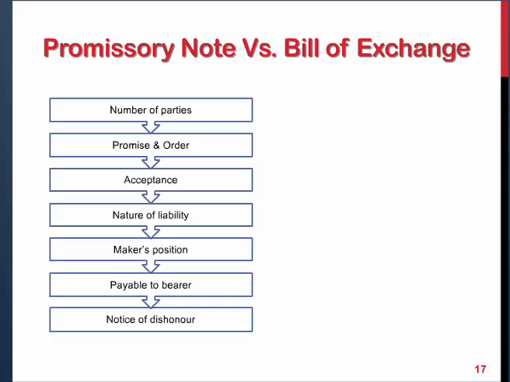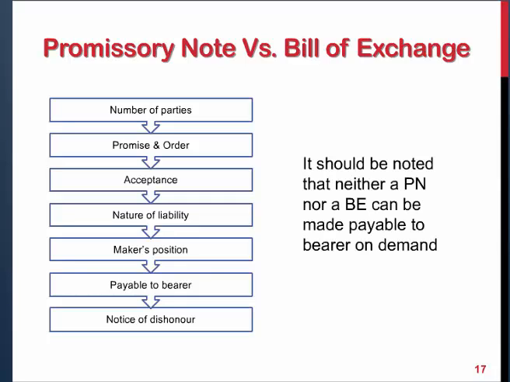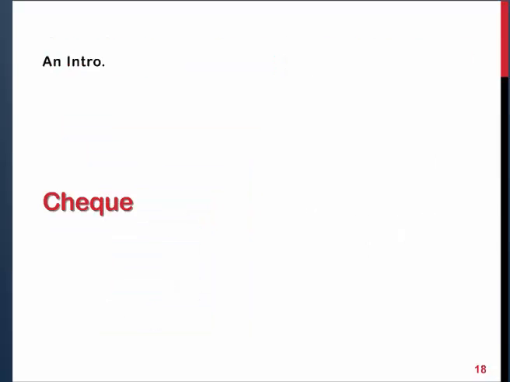Also, a promissory note can never be conditional, whereas a bill of exchange too cannot be drawn conditionally, but it can be accepted conditionally with the consent of the holder. It should be noted that neither a promissory note nor a bill of exchange can be made payable to bearer on demand. The third type of negotiable instrument is cheque. It is the most commonly used negotiable instrument.